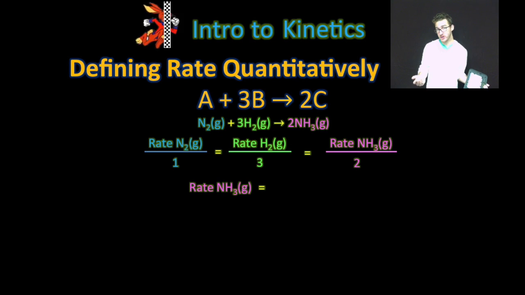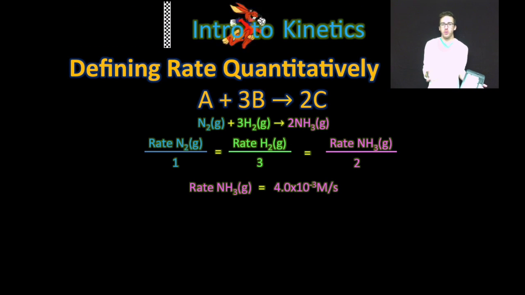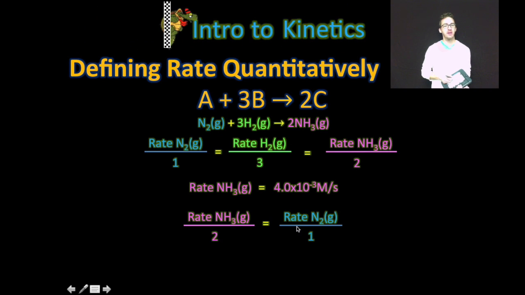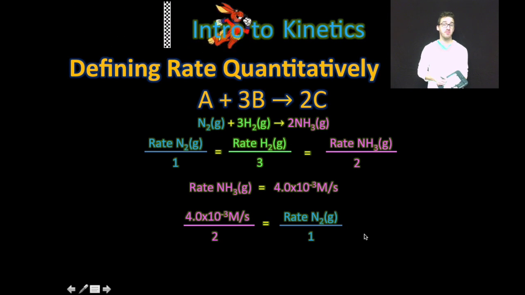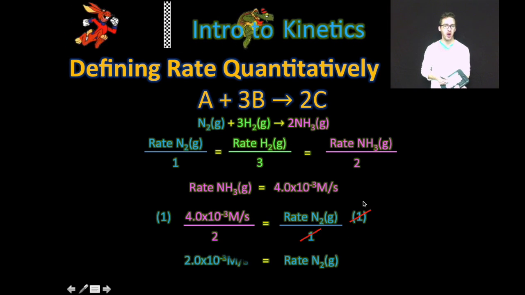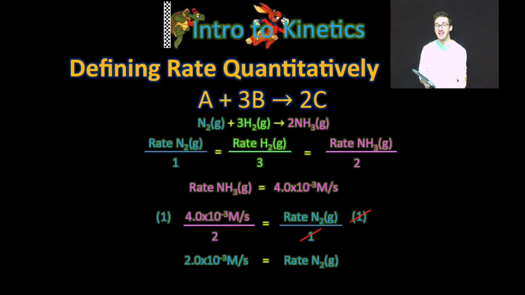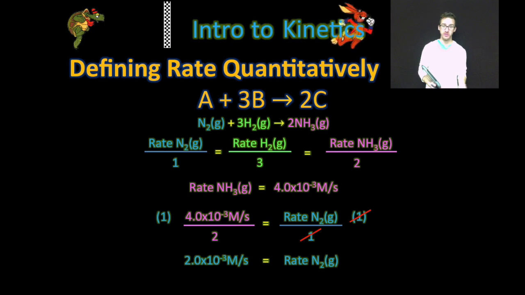So, if, for example, we were given the rate of production of ammonia to be 4.0 times 10 to the minus 3 molarity per second, we can determine the rate of consumption of nitrogen gas simply by dividing our rate of ammonia by 2. Boom. So notice that the rate of consumption of nitrogen gas is going to occur at half the rate of the production of our ammonia gas.